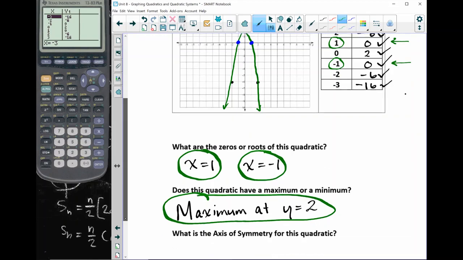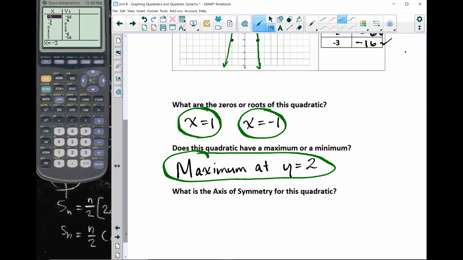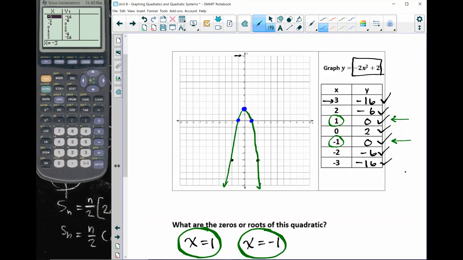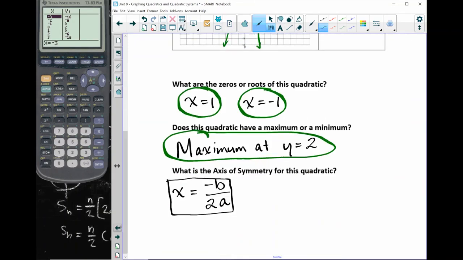Now the last question. What is the axis of symmetry for this quadratic? Now remember, there's an equation associated with this question, and that equation is x equals negative b over 2a. Please make sure you put this in your notes, write it in your notebook, or if you have access to the packet, please write it in the packet. In this case, my equation is negative 2x squared plus 2. So I'm going to write that down. Negative 2x squared plus 2.